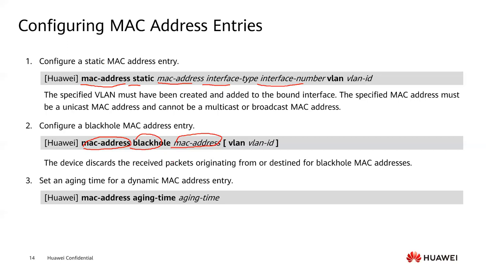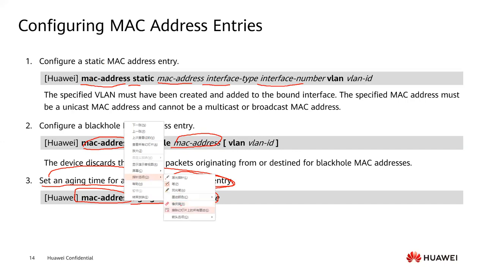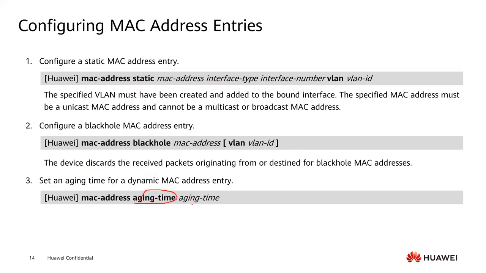Now let's look at the next part, the MAC address aging time. You can use this command to configure the aging time of MAC address entries, and it will work for all the MAC address entries. Normally people will reduce the aging time, so nobody will configure the aging time to be a lifetime.